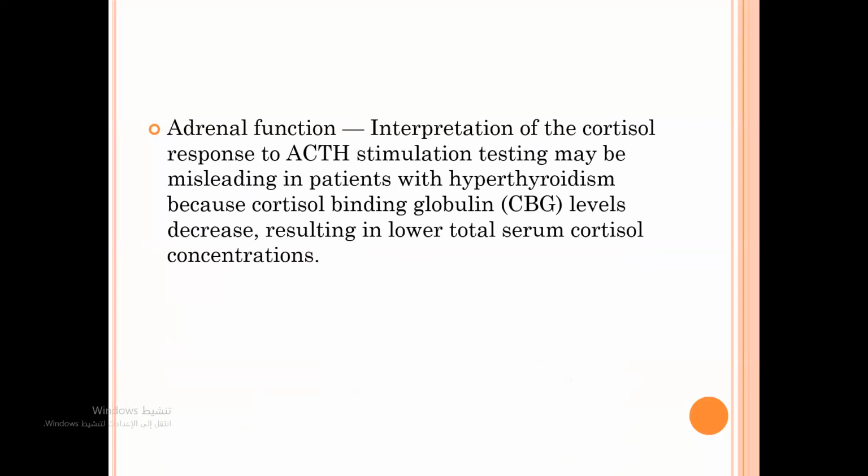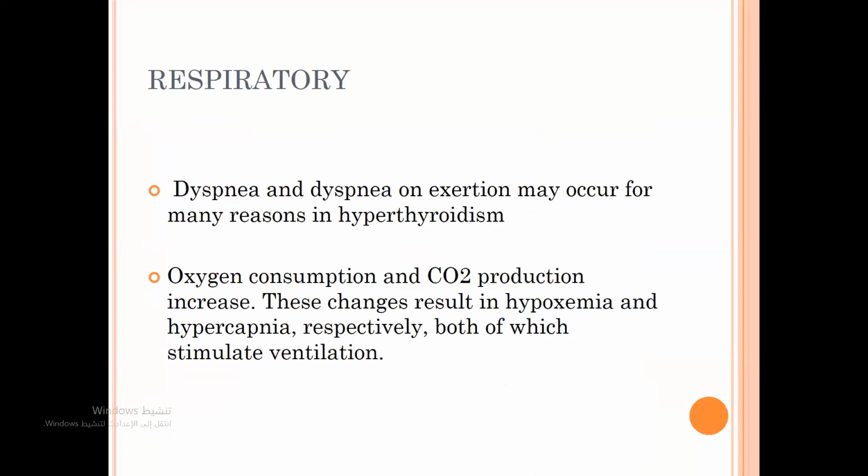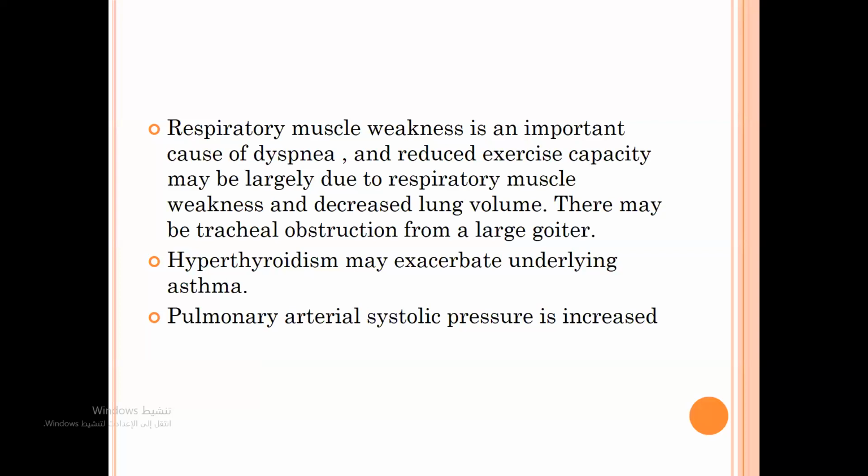What about adrenal function? If the patient has autoimmune disease related to hyperthyroidism, maybe there is an association with adrenal function. And respiratory: usually we have dyspnea and dyspnea on exertion, and oxygen consumption and CO2 production increase. These changes result in hypoxemia and hypercapnia as well. Respiratory muscle weakness is an important cause of dyspnea, and reduced exercise capacity may be largely due to respiratory muscle weakness and decreased lung volume. Hyperthyroidism may exacerbate underlying asthma. Pulmonary arterial systolic pressure is increased.